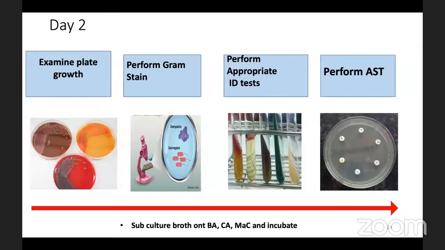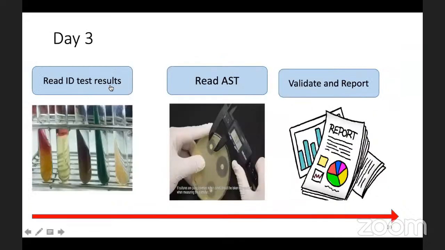Now, on this day 2, you pick up your subcultured broth if there is no growth particularly, and then seed it onto another BA, CA, MacConkey, and incubate. And then you come and continue with this process. I don't know if I am clear here. Now, on the 3rd day, you read your AST, you read your biochemical tests, and then you validate and send out your reports.